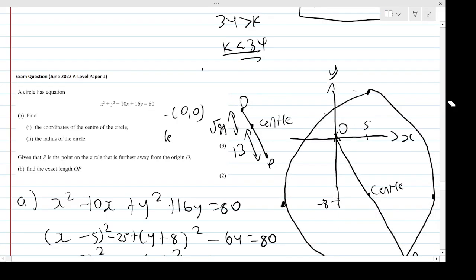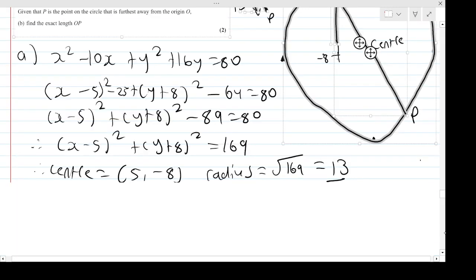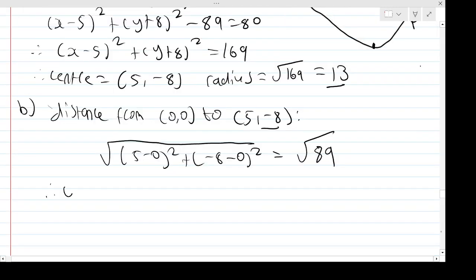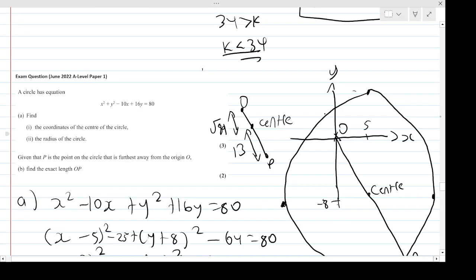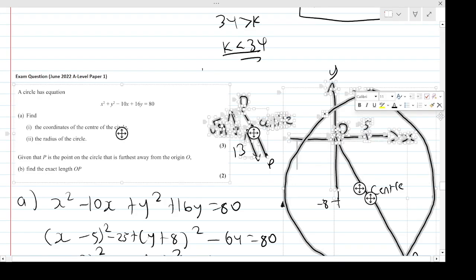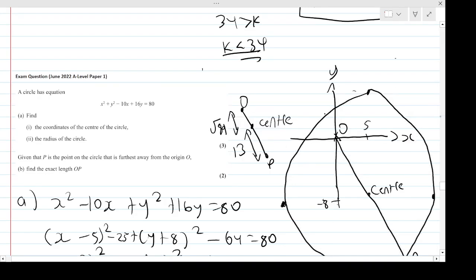If we get rid of this now, OP is just the addition of these two. So OP is root 89, add the radius on, which is 13. It asks for the exact length, so don't use decimals. Leave it as a square root. There we are then. Quite a mean 2 marks, but once you draw the situation, hopefully that does help you out a bit more.